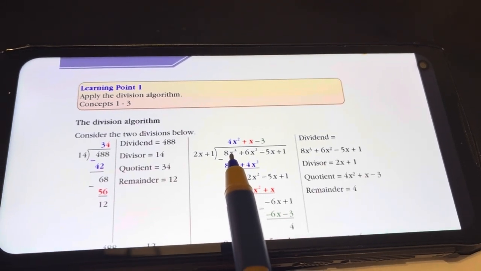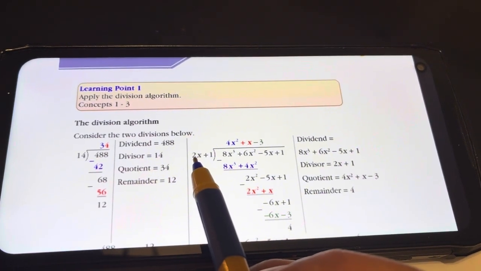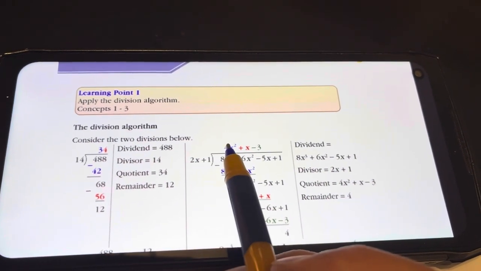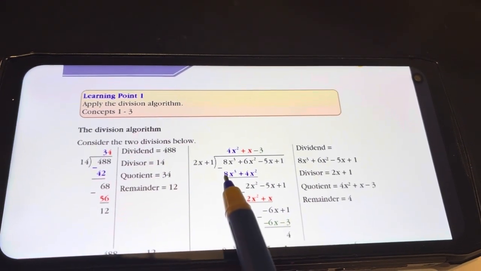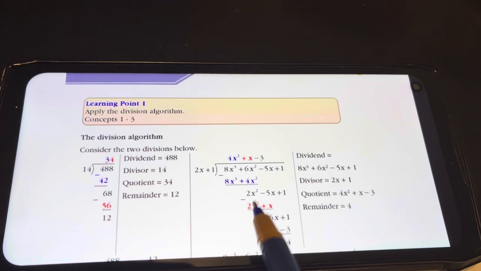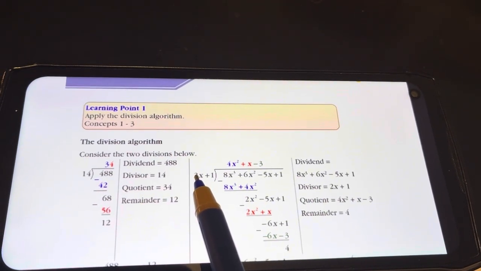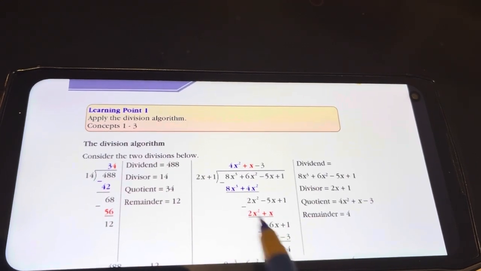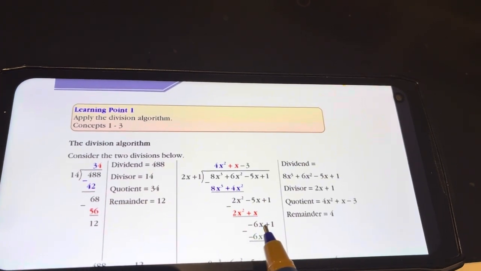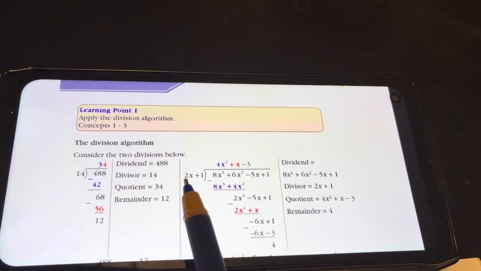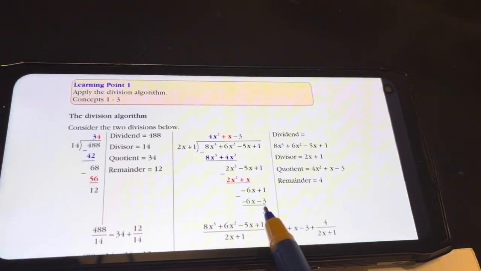So here, if you remember the old way, we used to take the first one, 8x to the power of 3 divided by 2x, which is 4x squared. So you put here 4x squared, then you multiply 4x squared times this, and you'll get this. Then you subtract, this cancels this, and then you have 2x squared. 2x squared divided by 2x is x. So x times this, you will have this, and then you subtract. So you will have minus 6x plus 1, then minus 6x divided by 2x is minus 3, then minus 3 times this, and then you will have a remainder 4.